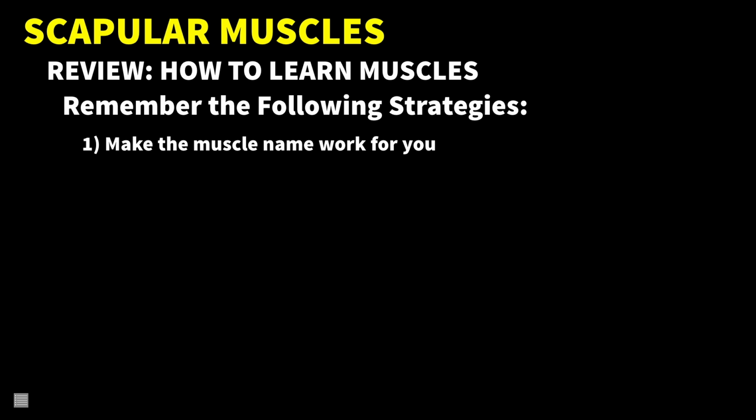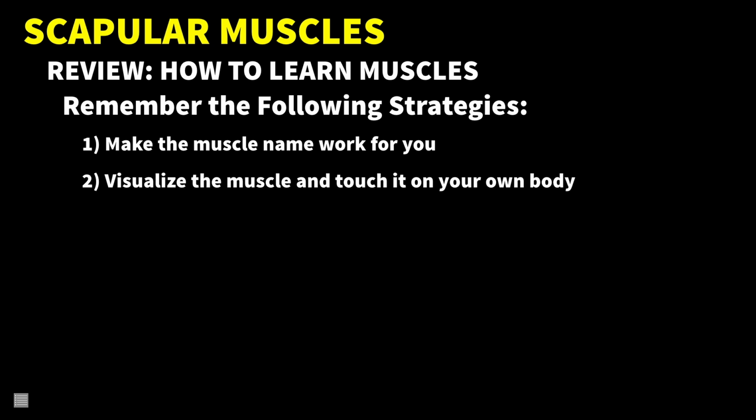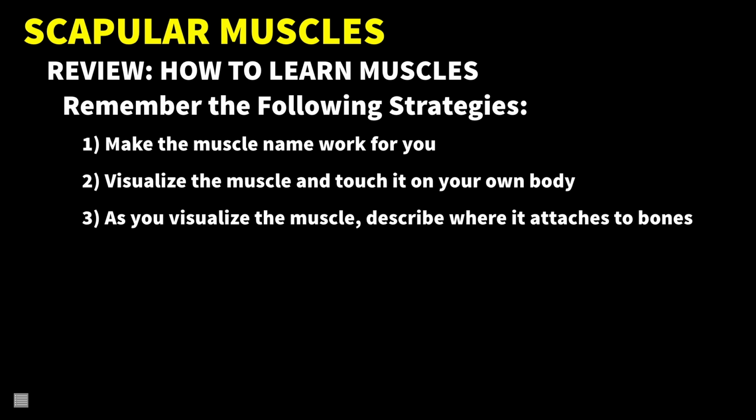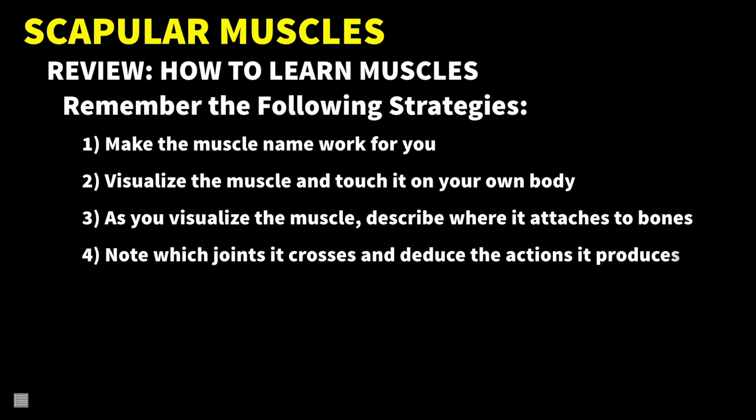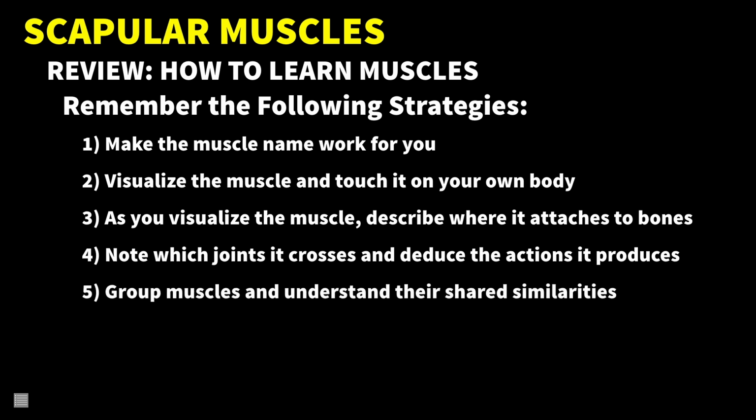1. Make the muscle name work for you. 2. Visualize the muscle and touch it on your own body. 3. As you visualize the muscle, describe where it attaches to bones. If you've not yet had the chance to learn the bones of the body, watch the movie The Skeletal Primer for the scapular muscles. 4. Note which joints it crosses and deduce the actions it produces. 5. Group muscles and understand their shared similarities.